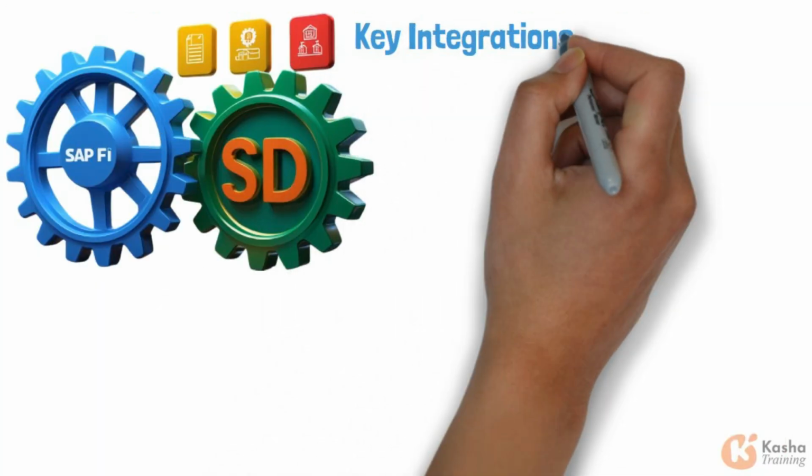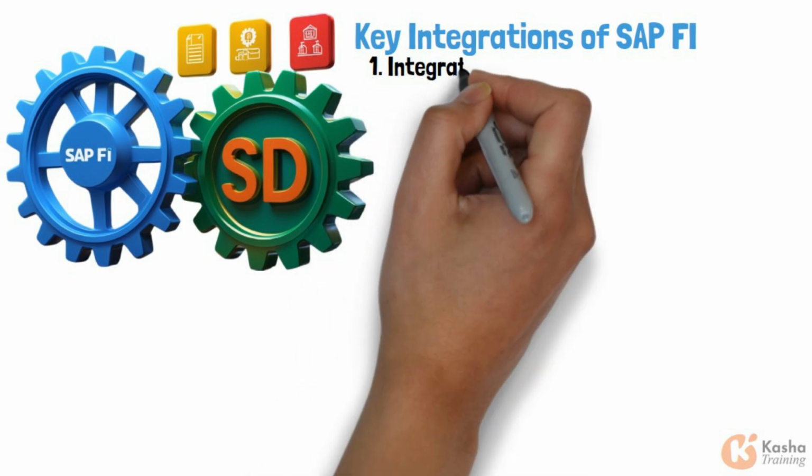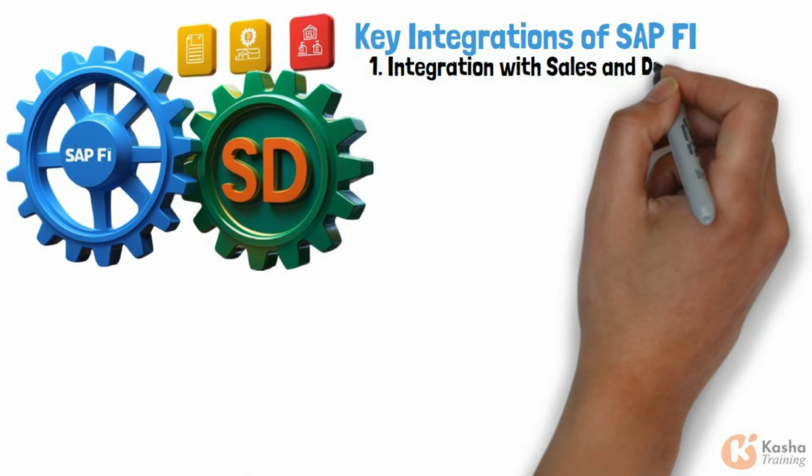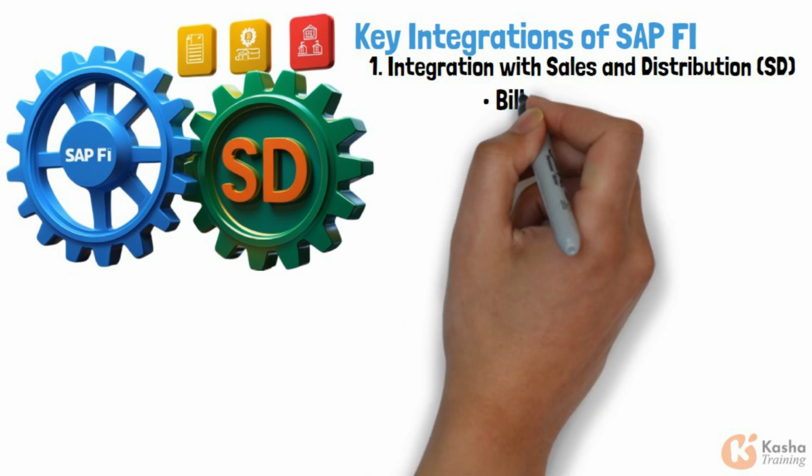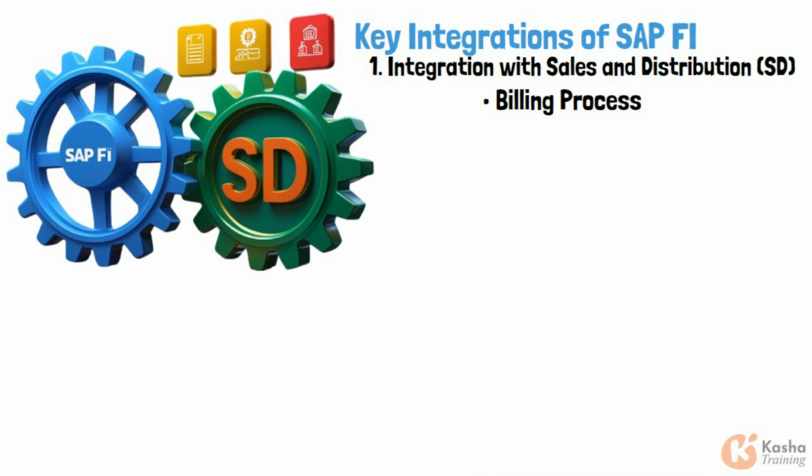Key integrations of SAP FI. 1. Integration with Sales and Distribution (SD). The integration between SAP FI and SD is critical for managing customer transactions. Billing process: when a sale occurs, billing documents created in SD automatically post to the FI module. This ensures that revenue accounts are updated in real time.